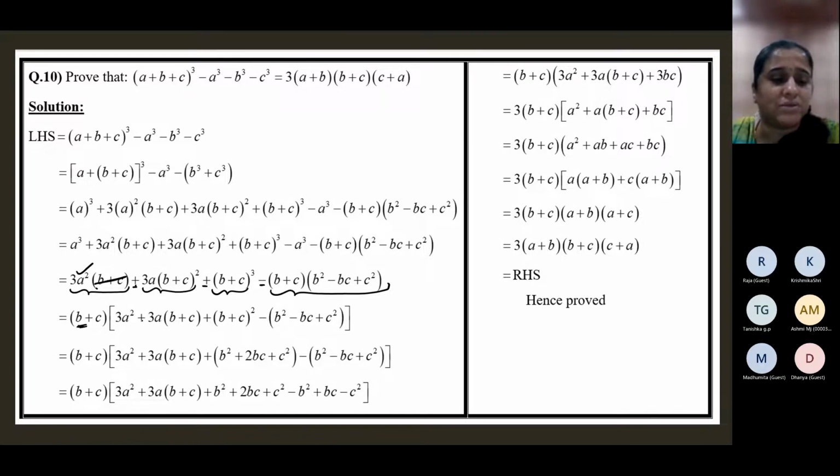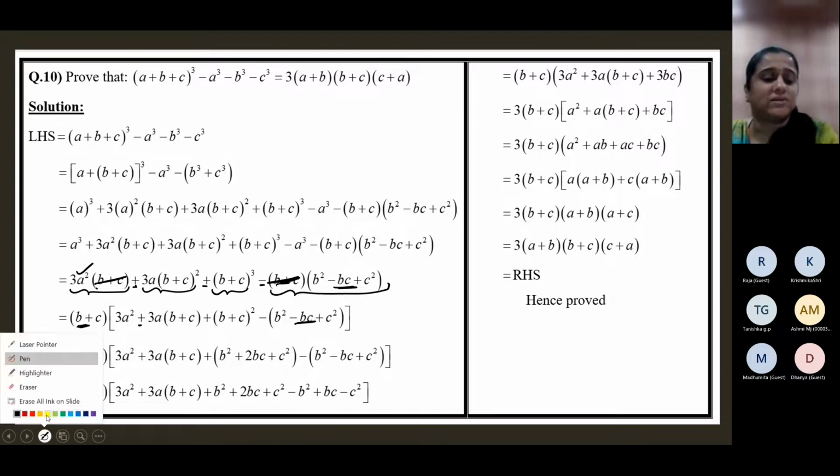Then this plus sign. This is b plus c the whole square. One b plus c is common outside. So what will come in the bracket? 3a into b plus c, because it is b plus c the whole square. And the next term is b plus c the whole cubed. So there is one b plus c outside, so b plus c the whole square is inside the bracket. Minus b plus c is outside common. So this one will come as it is. This one will come inside. That's about the next step.